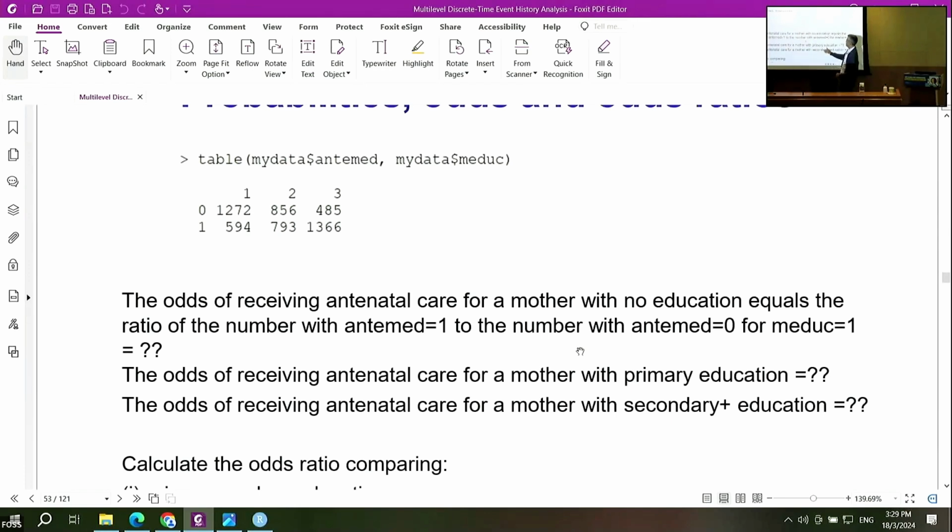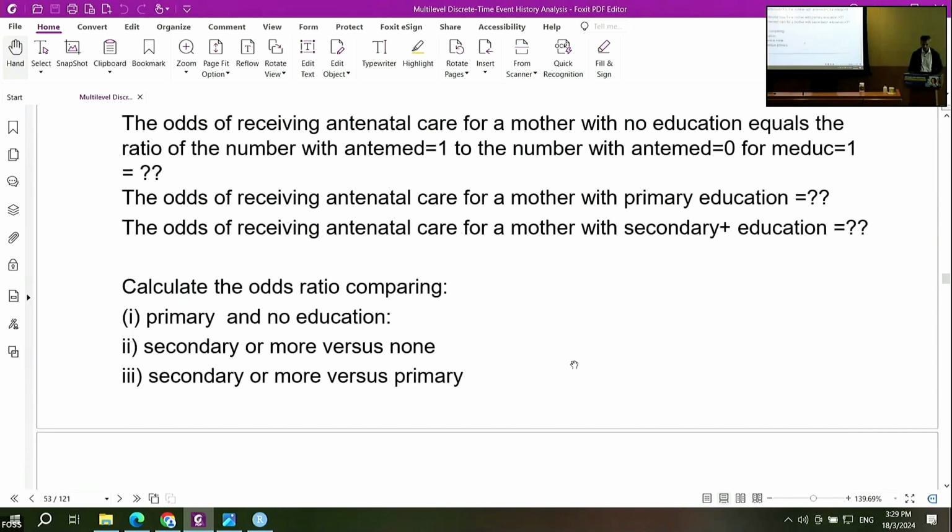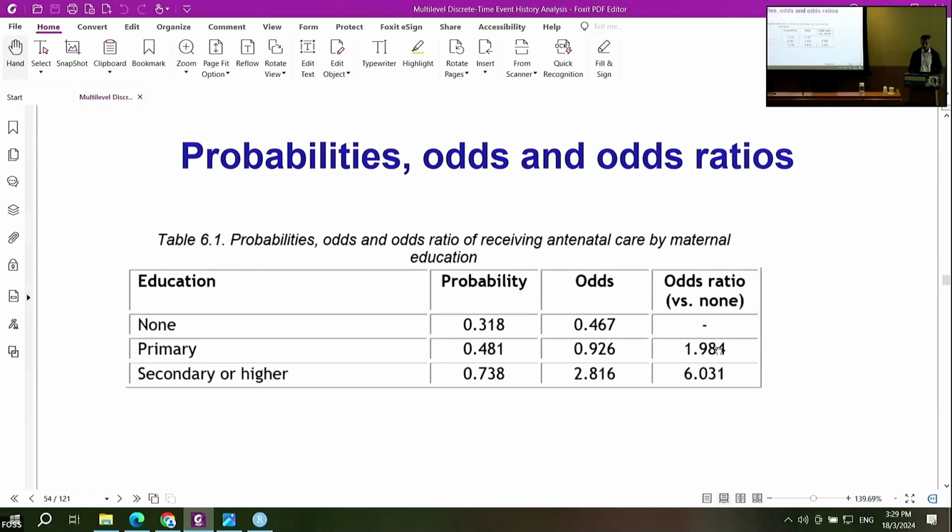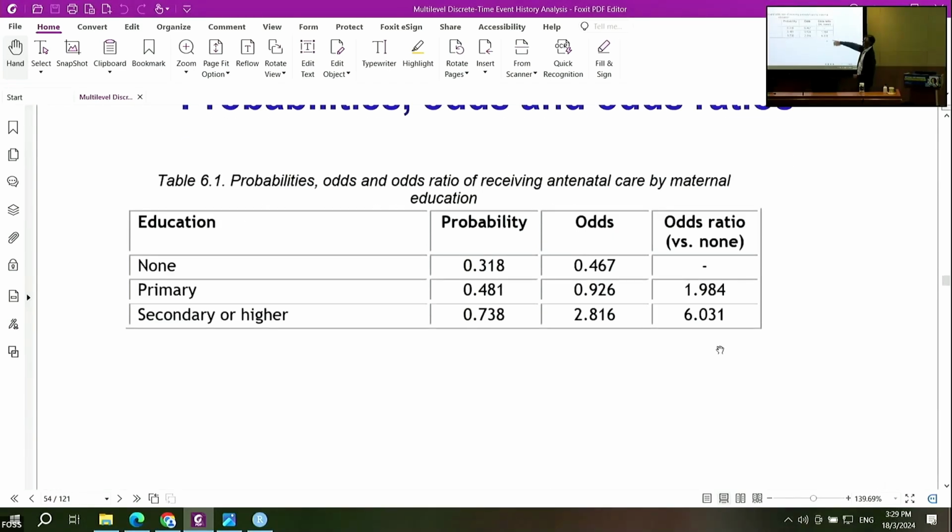Similarly, we can also calculate the odds of receiving antenatal medical care for a mother with primary education. So this 2 column over here. So it's 793 divided by 856. The odds of receiving antenatal care for a mother with secondary level education is 1366 divided by 485. Yeah. So it's very easy to calculate that. And once you calculate the odds, it's easy to calculate the odds ratio.